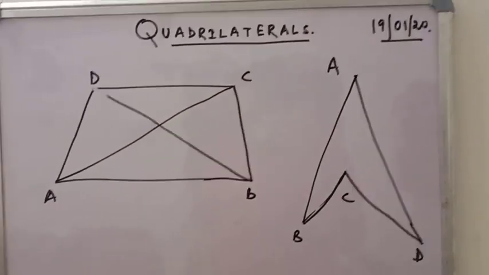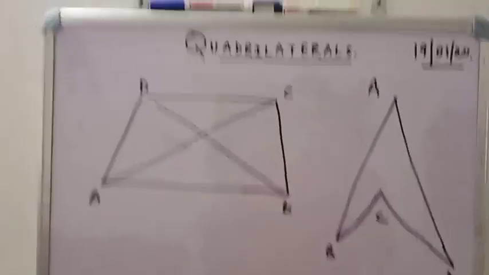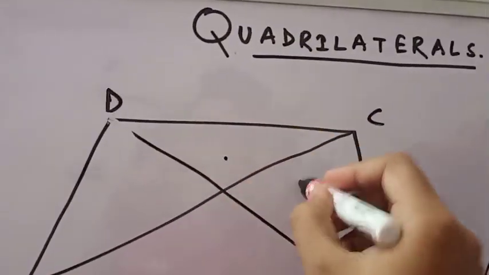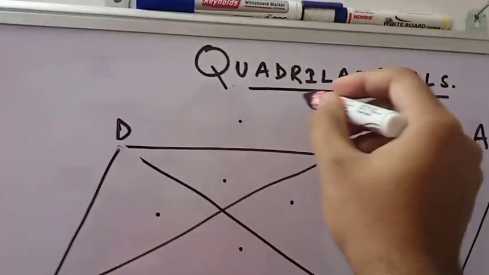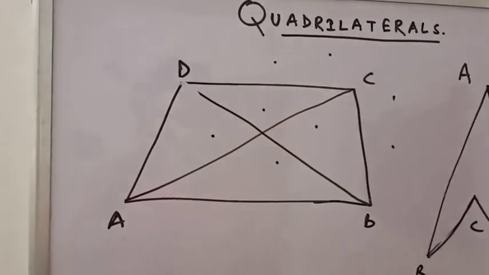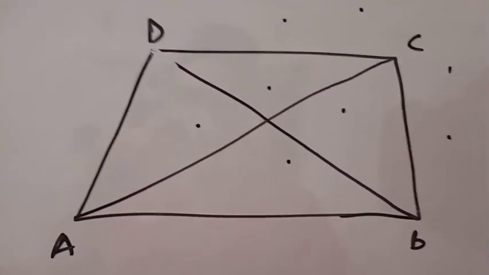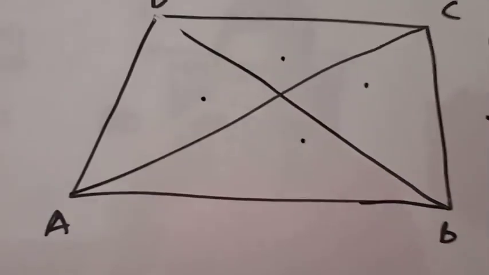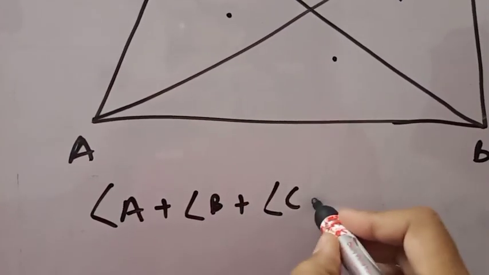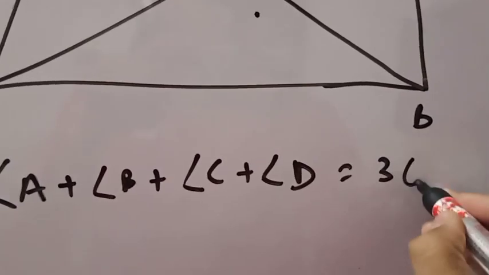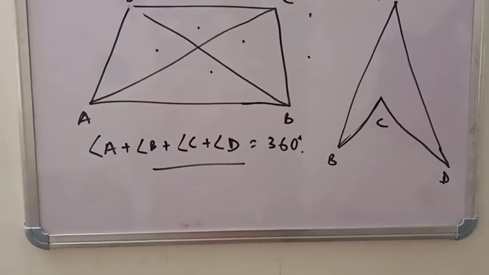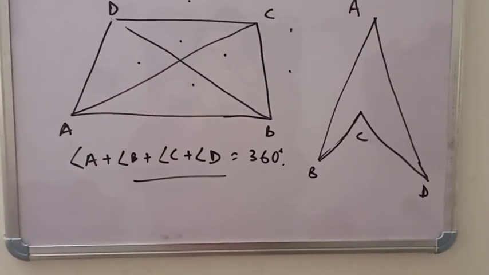In a similar way, if any points are inside the quadrilateral, they are called interior points, and if outside, they are called exterior points of the quadrilateral. For the angle sum property, the addition of these four angles is 360. That means angle A plus angle B plus angle C plus angle D equals 360 degrees.